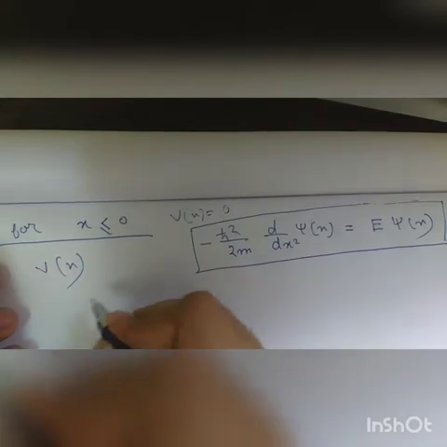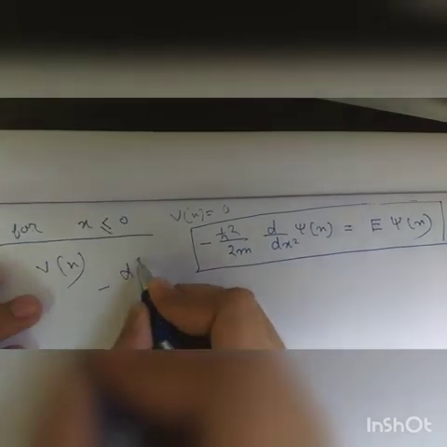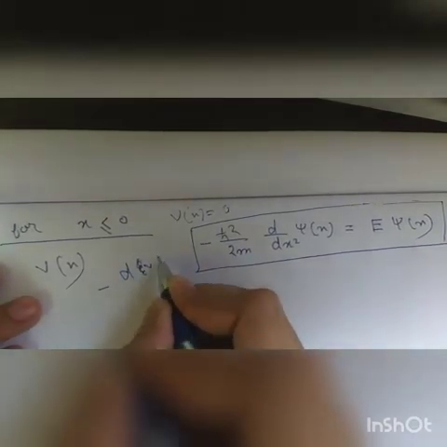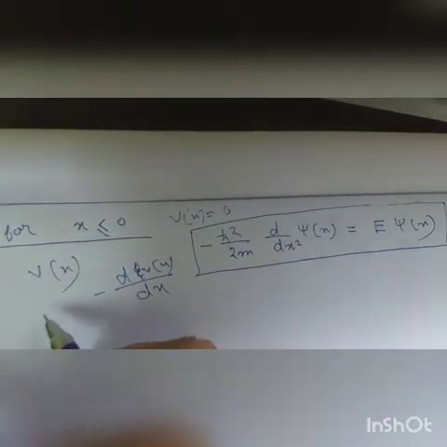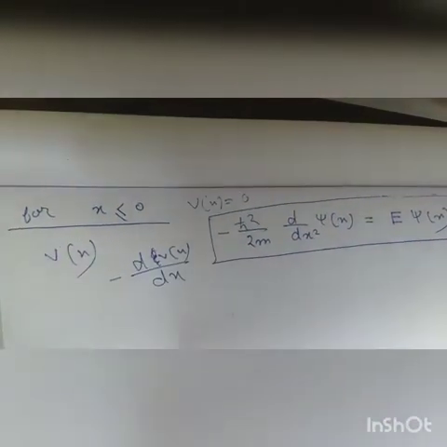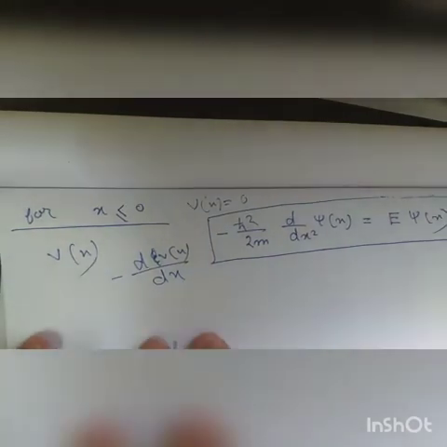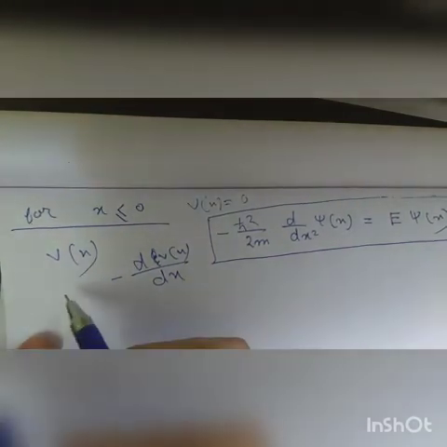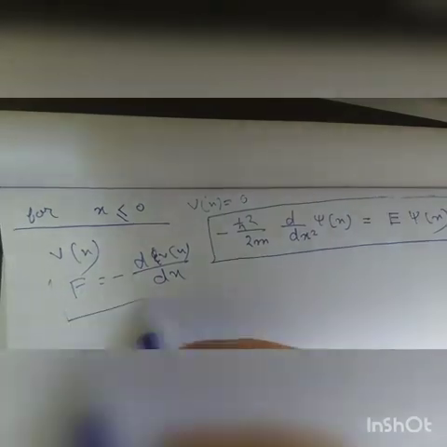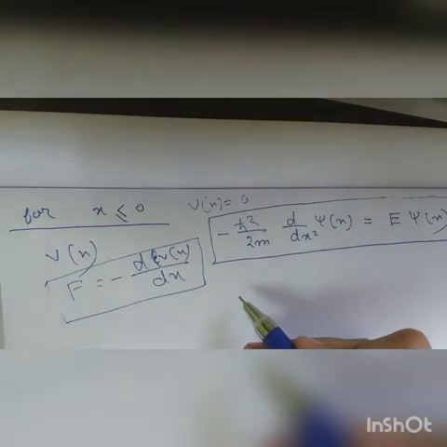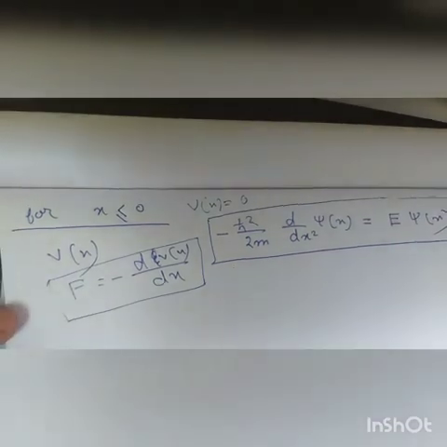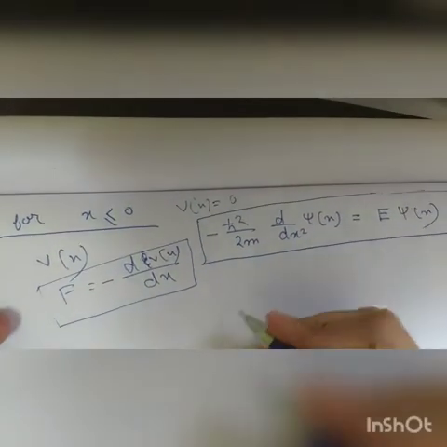So what is minus dV(x)/dx? This is the force. So in case V(x) is constant, in this case V(x) is 0, the force will be 0. So in this case the particle will feel no force, so that particle is a free particle.